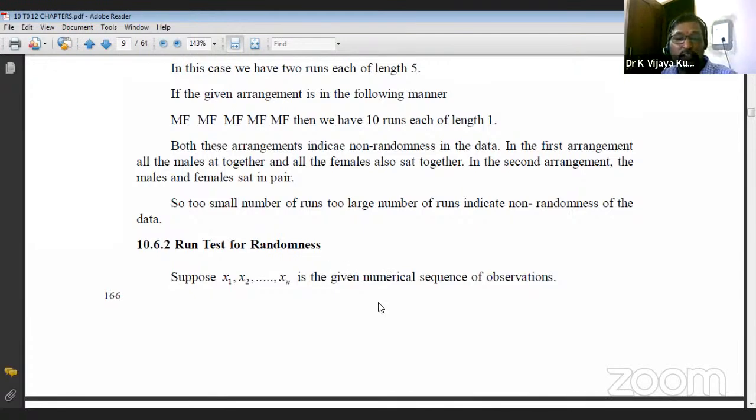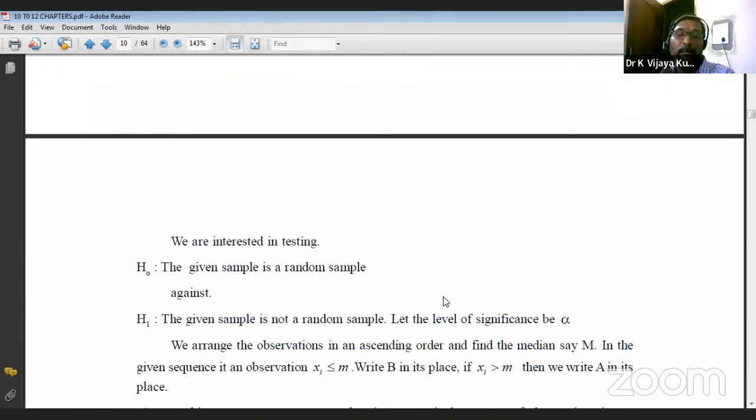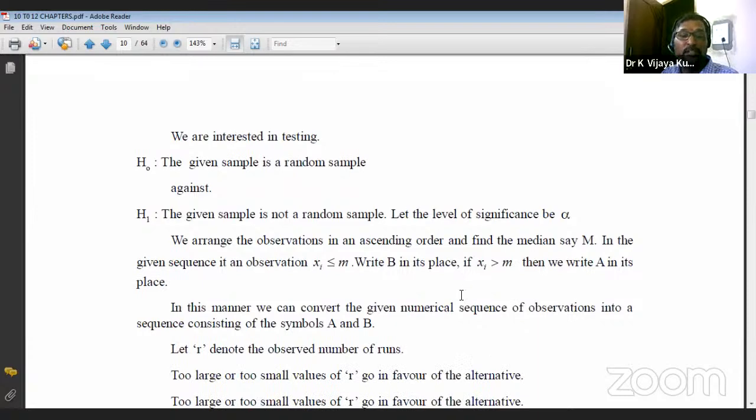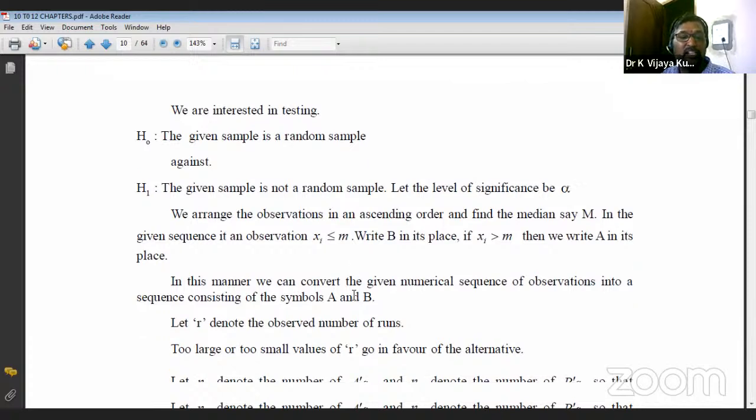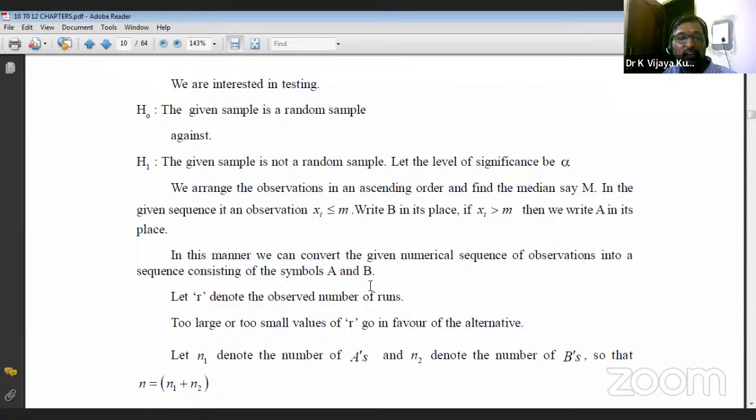Suppose x1, x2, ..., xn is the given numerical sequence of observations. We are interested in testing that the given sample is a random sample against the alternative that the given sample is not a random sample. Let the level of significance be alpha. We arrange the observations in ascending order and find the median, say m. In the given sequence, if an observation xi is greater than m, we write b in its place; if xi is less than m, we write a in its place. In this manner, we can convert the numerical sequence of observations into a sequence consisting of the symbols a and b. Let r denote the observed number of runs. Two small values of r go in favor of the alternative.